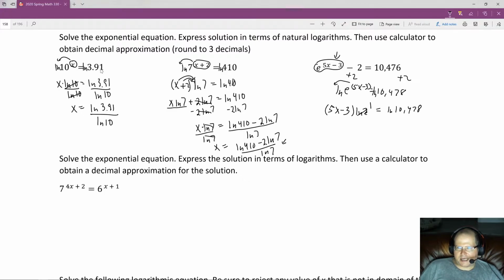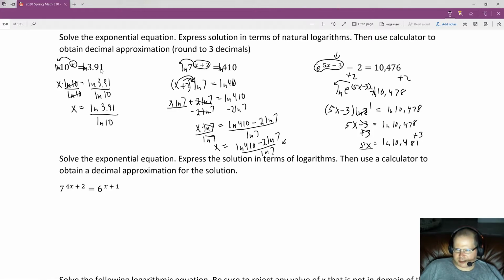Next, we know we have 5x minus 3 is equal to the natural log of 10,478. So I add 3 to both sides to get my 5x by itself. And that gives me 5x is equal to natural log of 10,480, right? 78 plus 3 is 81.